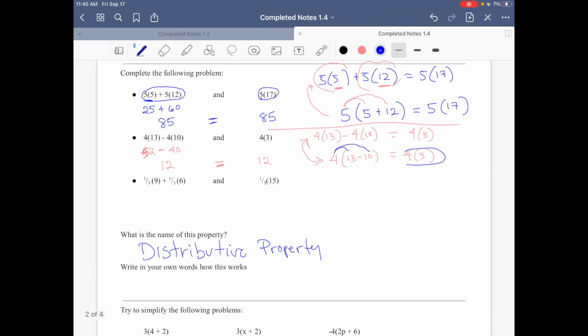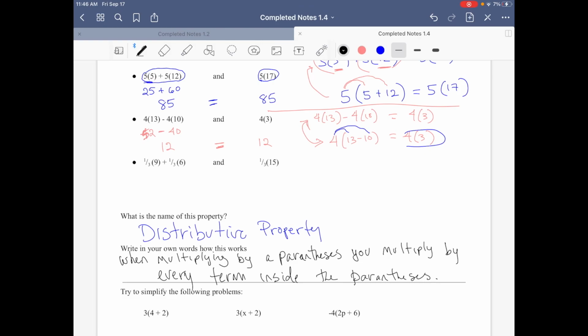So let's check out some of these. The way it's going to work is when multiplying by parentheses, you multiply by every term inside the parentheses. For example, when we have this one here, this is a division problem, but it still works. I can say 1/3 of (9 plus 6), right? So I can say 1/3 of 9 and 1/3 of 6. 9 divided by 3 is 3. 6 divided by 3 is 2, right? That's the same thing as 15 divided by 3, 5 and 5.